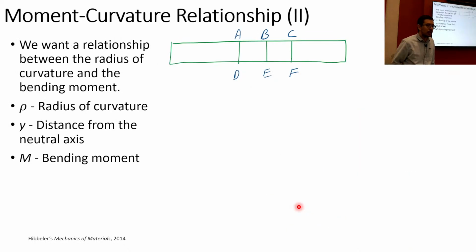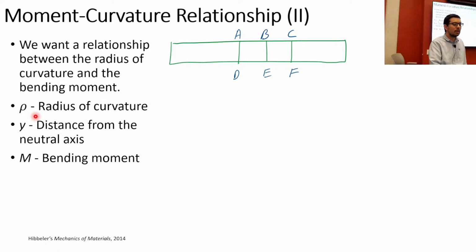We can also think about the radius of curvature. So what is radius of curvature? Well, you remember in calculus, you had 1 over rho, or 1 over r, was equal to kappa, and kappa was the curvature. We're going to do a little bit of that in a minute. But rho is the radius of curvature, y is the distance from the neutral axis, and M is the bending moment.